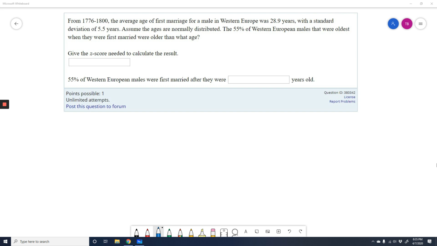So once again, we're dealing with a non-standard normal distribution, so we'll get that nice bell curve. The mean here is 28.9 years. That's the average age of first marriage. We want to know the 55% of Western European males that were oldest when they were first married were older than what age?